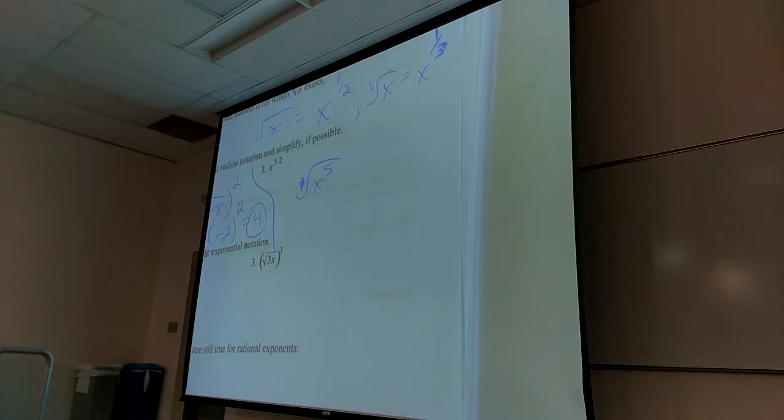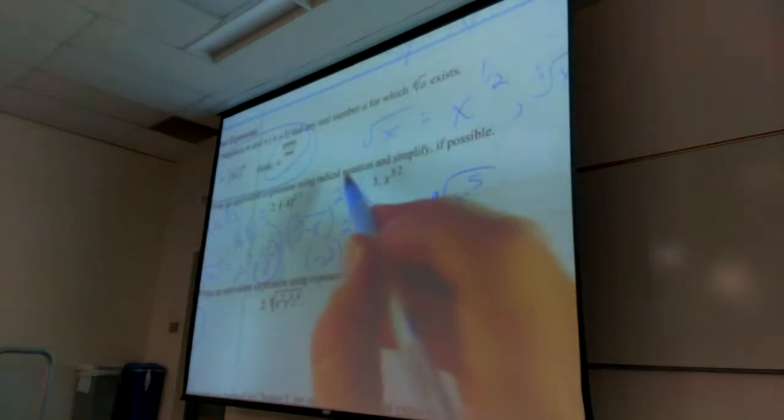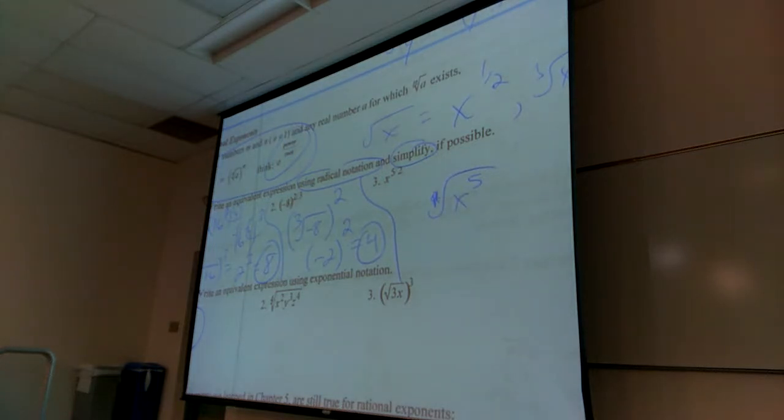Not yet. We haven't gotten far enough to do what you might be thinking about. This is purely using radical notation. Simplify, we haven't learned how to do that yet. We're about to. Some of you might be wondering, there are a few more things you could do, but you can't do it yet.